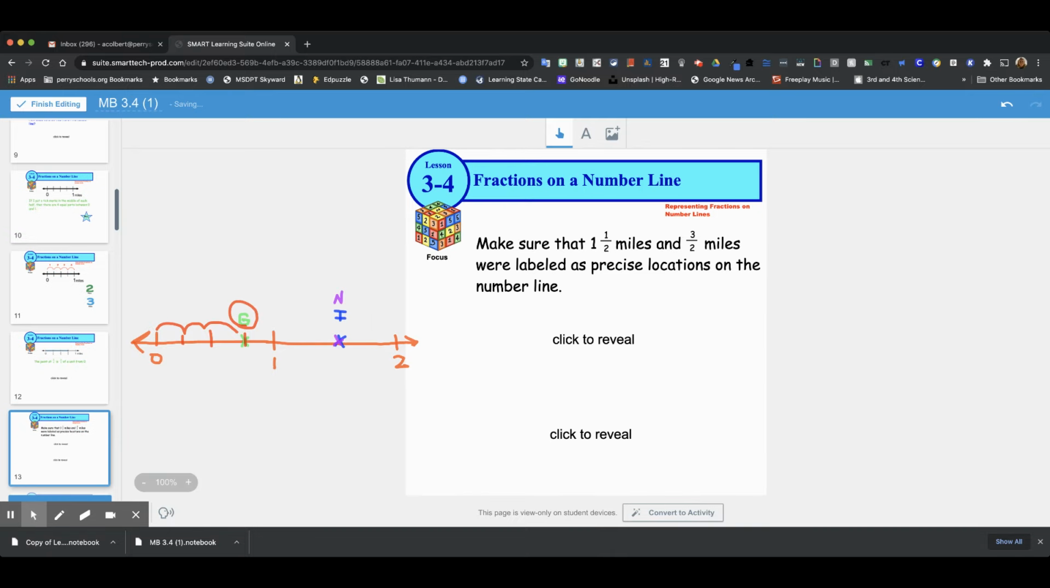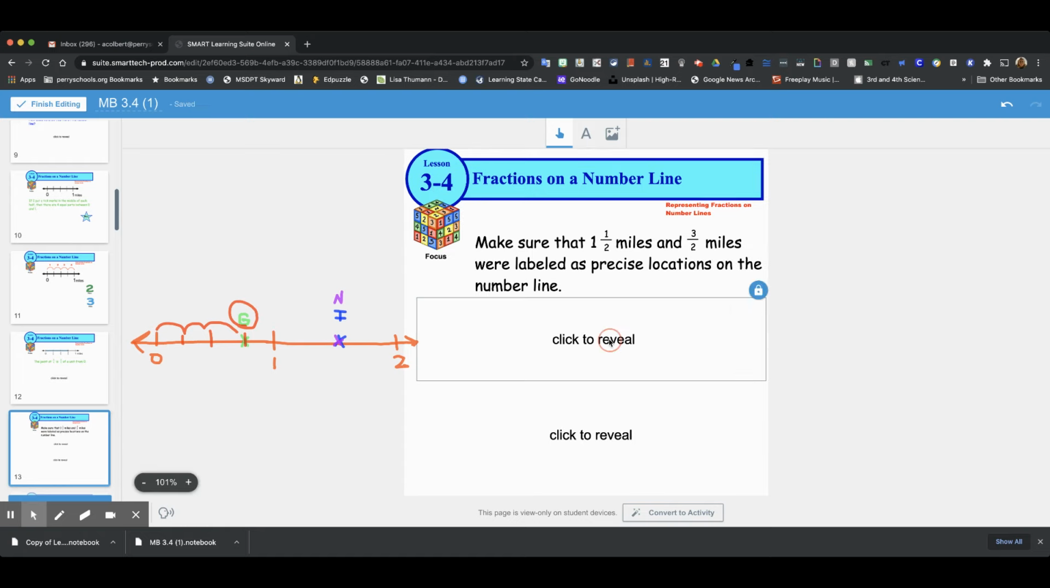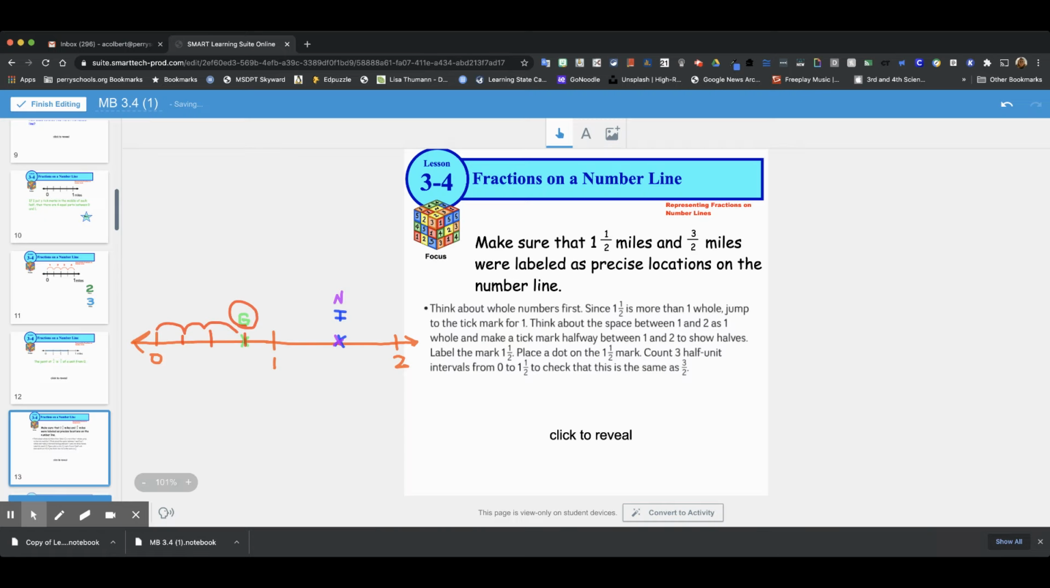We want to make sure that 1.5 miles and 3/2 miles were labeled as precise locations on a number line as well. So taking a look at the information they provide us, we want to think about whole numbers first. Since 1.5 is more than one whole, we want to jump up to that tick mark for 1. Think about the place between 1 and 2, and that's what I did there. I have 1 here, I have 2 here, I've got 1.5 miles as this number, so right here would be a half. Make a tick mark halfway between 1 and 2 to show halves. Label the mark 1.5. Place a dot on that 1.5 mark.